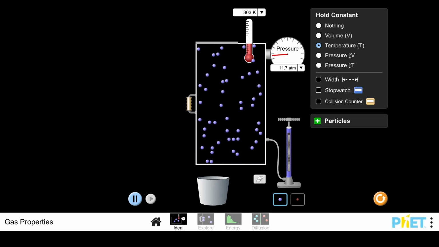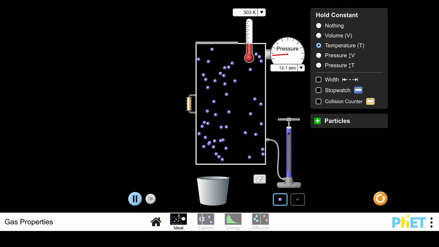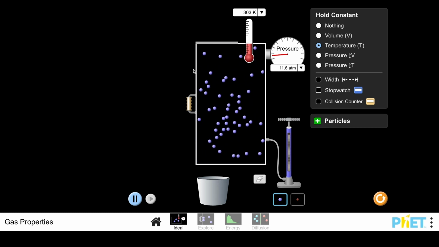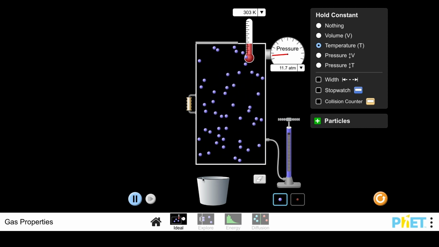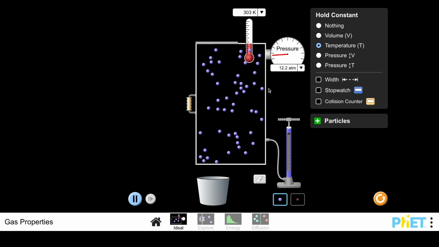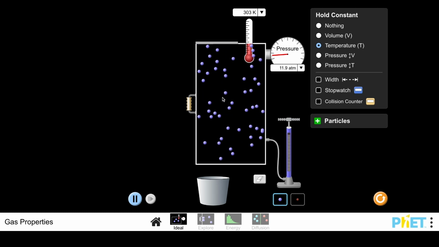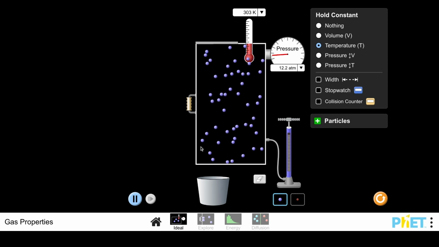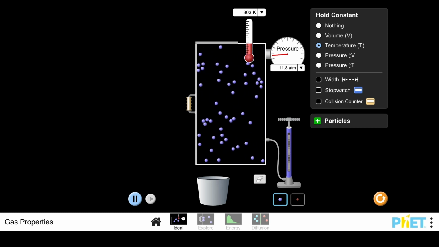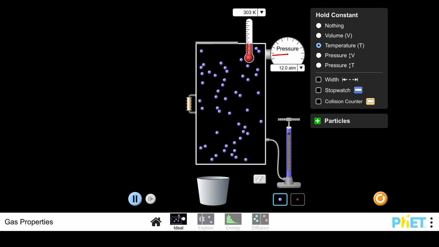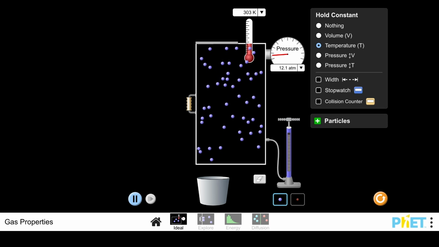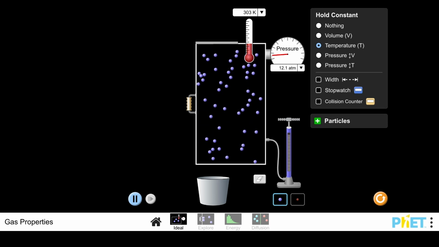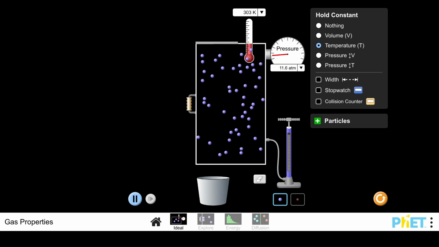And once again, using the logic from before, this is because the volume of this container is less, so it's going to take less time for these particles to travel and hit the wall. It's like doing a 50-meter dash compared to doing a 200-meter dash. You're going to get to the 50 meters faster than if you were to do a 200-meter dash.